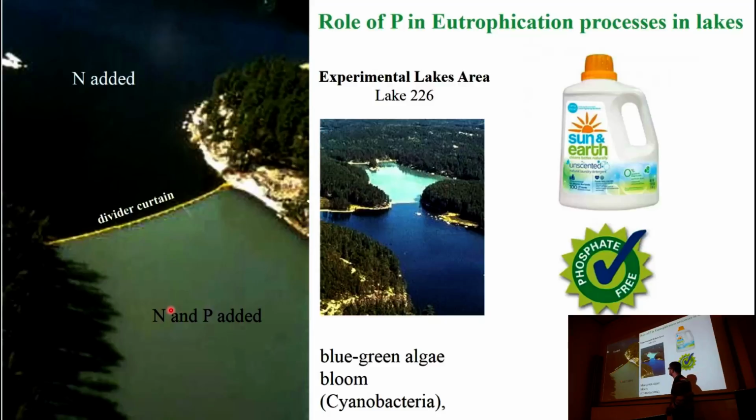And the experiment they did was they put a barrage across the lake that went all the way down to the bottom, split the lake into two, and into one half of the lake they just dumped nitrate and phosphate, and into the other half of the lake they just put nitrate. So they've added nutrients to both halves of the lake, but life only really went nuts where you had both nitrogen and phosphorus.